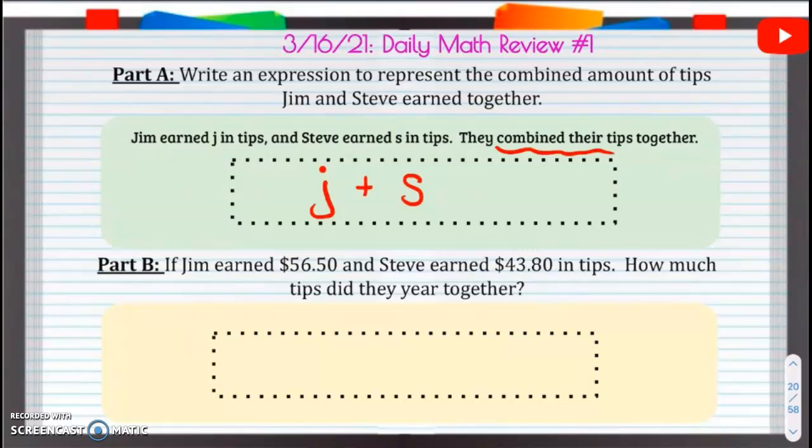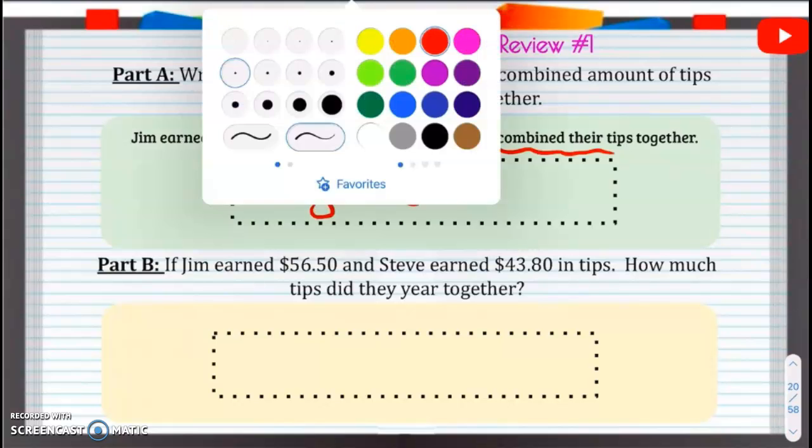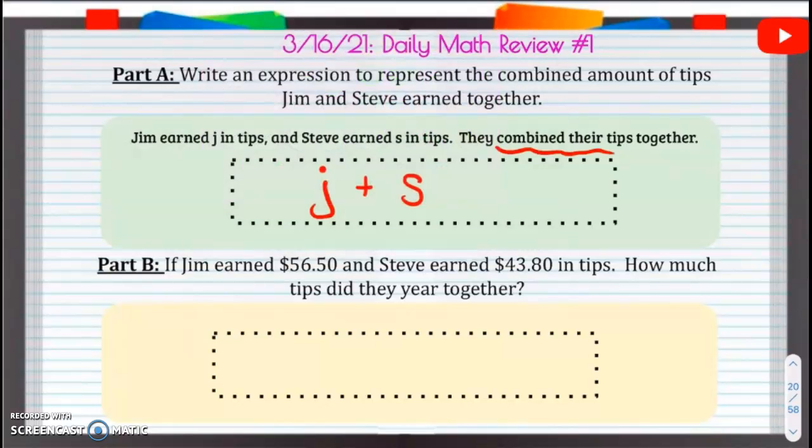Now it says if Jim earned $56.50 and Steve earned $43.80 and they put them together, how much did they earn together? Oh, sorry, not year together, earn. How much did they earn together?